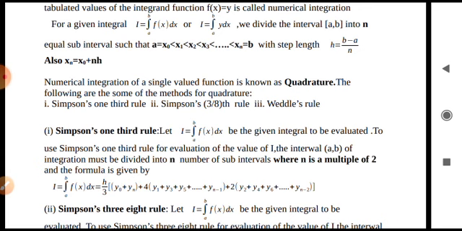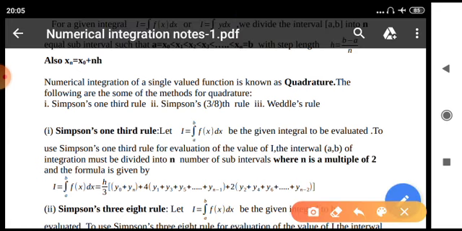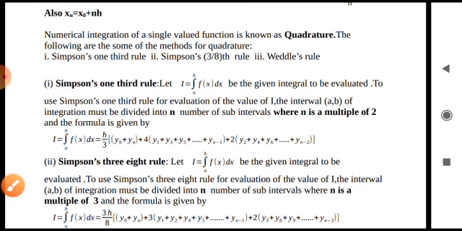Let I equal to integral from a to b f(x) dx be the given integral to be evaluated. To use Simpson's 1/3 rule for evaluation of the value of I, the interval ab of integration must be divided into n number of subintervals where n should be a multiple of 2. Dear students, you have to remember one thing. To use Simpson's 1/3 rule, n should be a multiple of 2. This is very important.